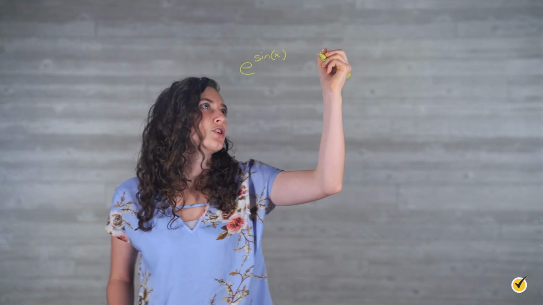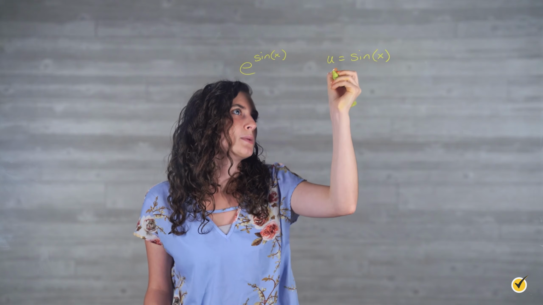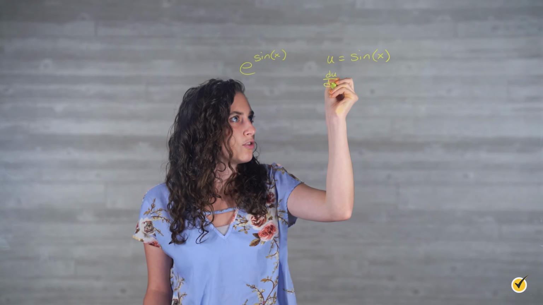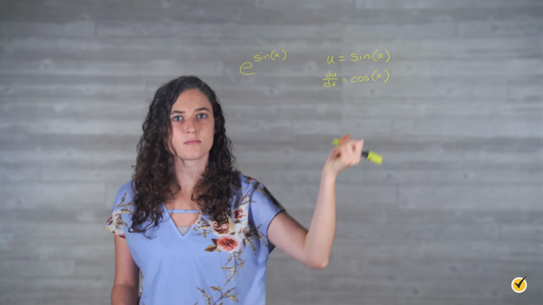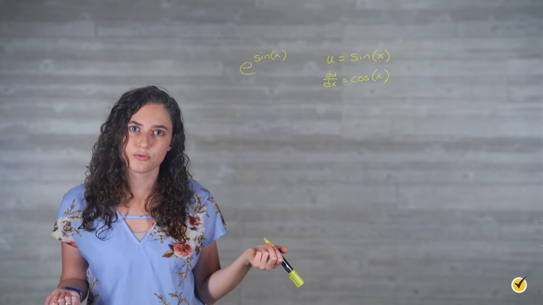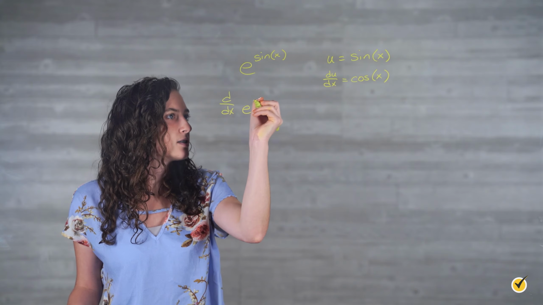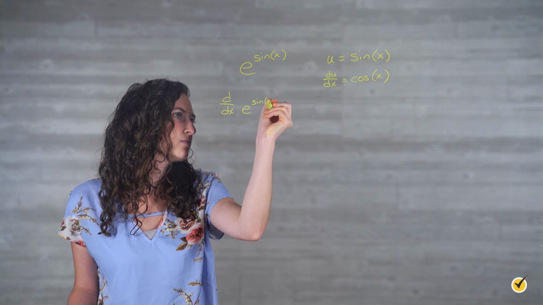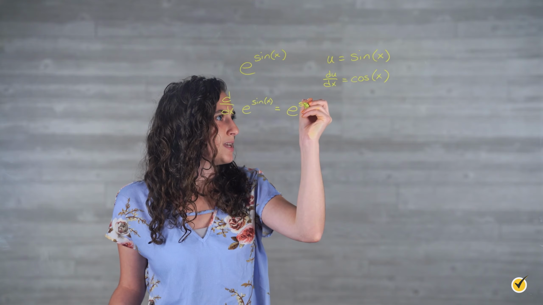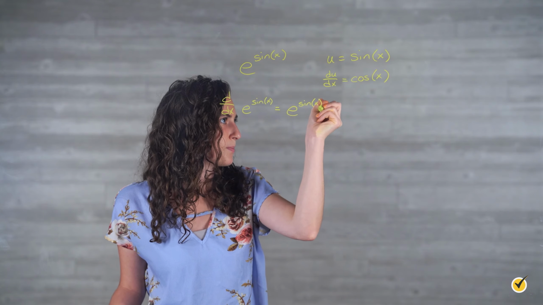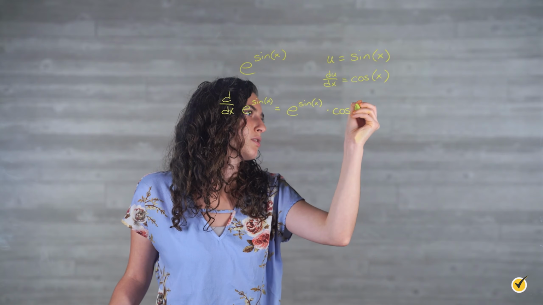For this function, u is equal to sine of x. That means that the derivative of u, or du over dx, is equal to cosine of x. Plugging these into the chain rule, we'll get that the derivative of e to the sine of x is equal to e to the u, e to the sine of x, times du dx, so times cosine of x.